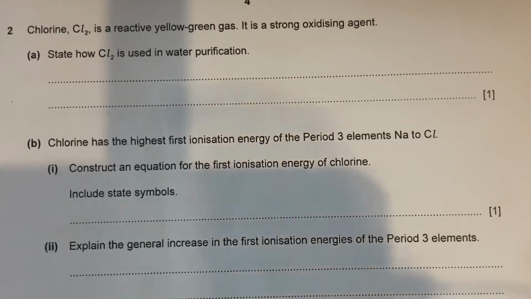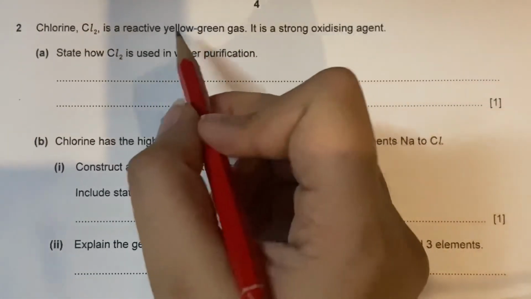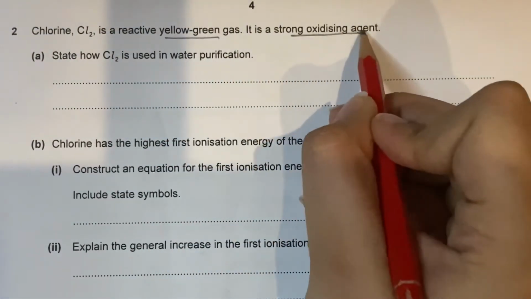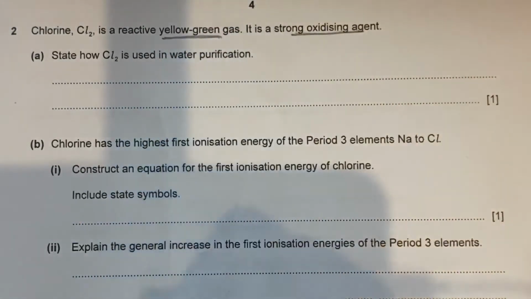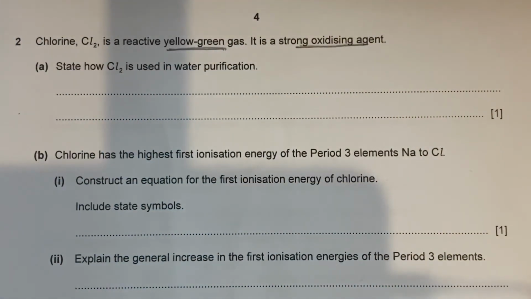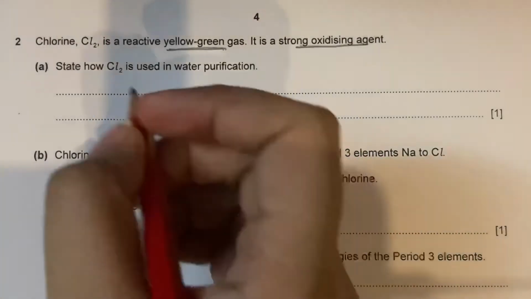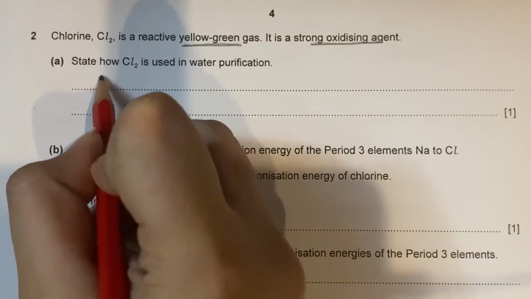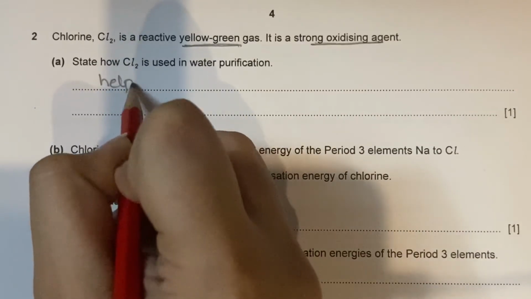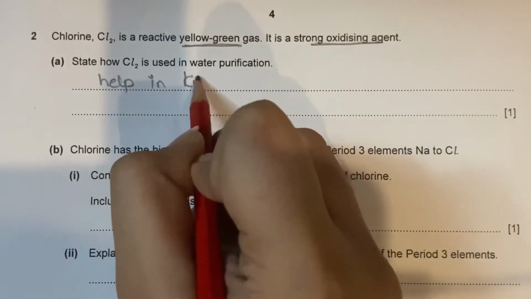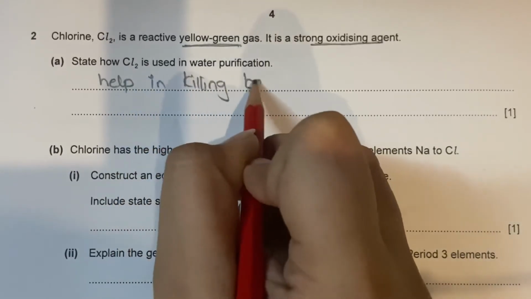Alright, over here it says chlorine is a reactive yellow-green gas. It is a strong oxidizing agent. And by the way, you need to memorize these because ये आ जाता होता है exam में, MCQs में basically. State how Cl2 is used in water purification. Alright, it is used to kill bacteria. Helps in killing bacteria.